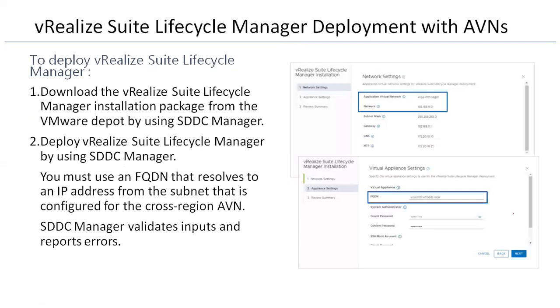Here is just an example. If you are deploying Aria Suite Lifecycle Manager, it will ask you for the application virtual network. You can see the application virtual network here, and it is the XRG, MRG1 segment, which means this is the cross-region segment. As I said, Aria Suite Lifecycle Manager, formerly vRealize Suite Lifecycle Manager, would be part of the cross-region segment.